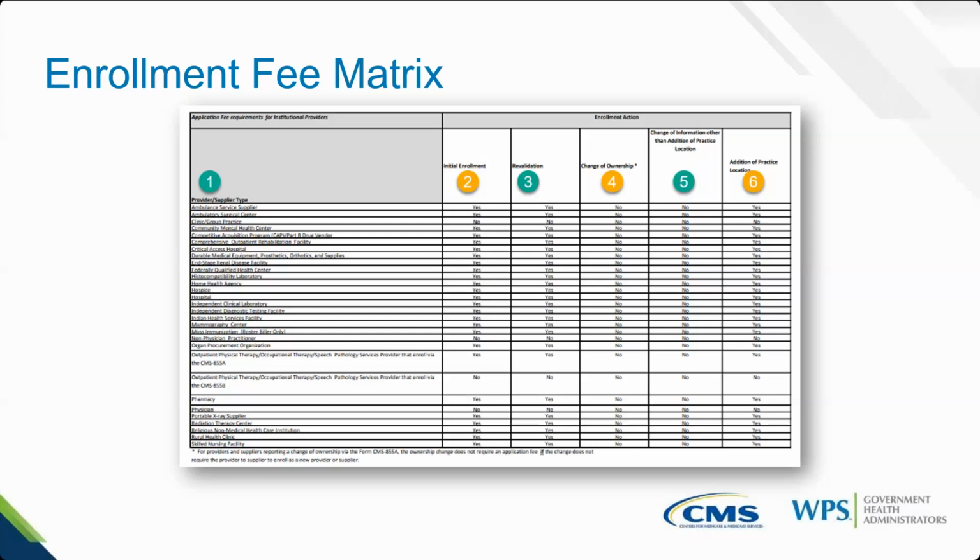The other categories, 2 through 6, are going to be the enrollment action being taken. So the second column here is for initial enrollments, and then you'll see that there's just yes or no responses in that column. Yes means an enrollment fee is required. No means that an enrollment fee is not. Third column is for revalidation. Fourth column is for change of ownership. Fifth column is for a change of information other than adding practice locations, so changing a name, a special payments address, a correspondence address, changing managing employees, AOs, DOs. Those aren't going to require an enrollment fee. And then the final column, the sixth column, is going to be addition of practice locations. And again, I want to point out, increase in number of locations on that enrollment. So with that, I'll take you out to that matrix.